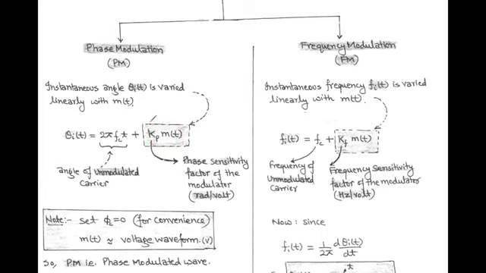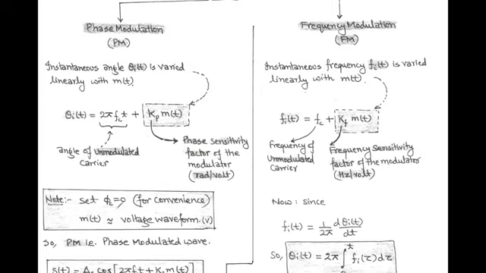Now, as we know, before modulation the carrier angle is theta c, and it is equal to 2 pi fc t plus phi c. Here phi c is the angle of the unmodulated carrier at time t equals 0, that is the initial time. And for our convenience, we set phi c equal to 0. So the carrier angle is equal to 2 pi fc t, that is called the unmodulated carrier.